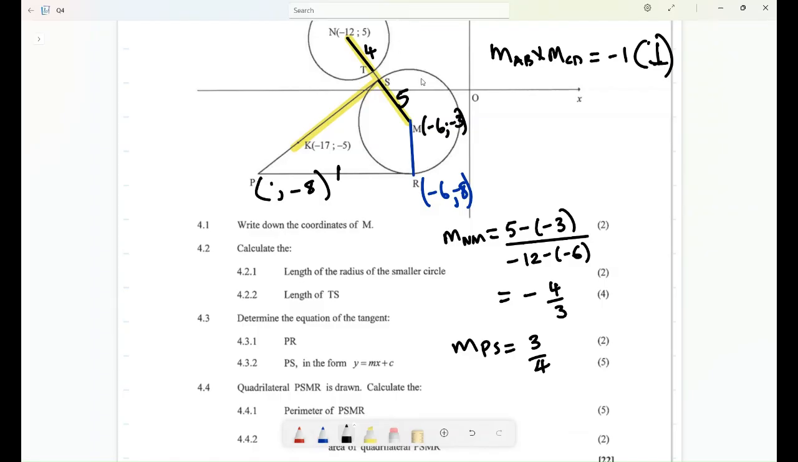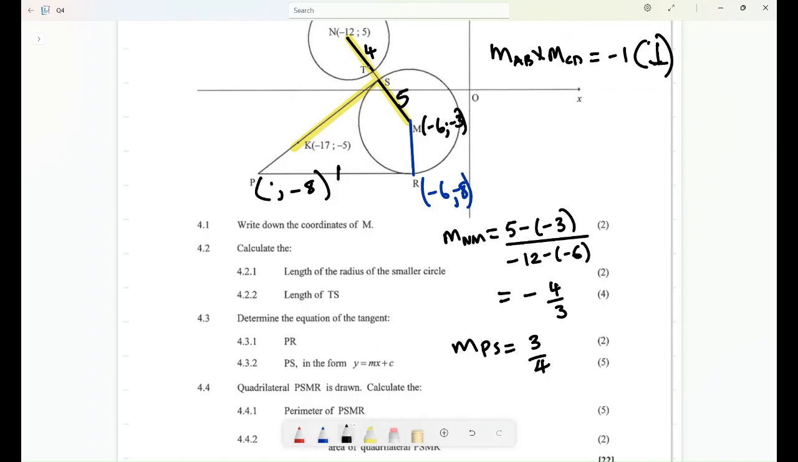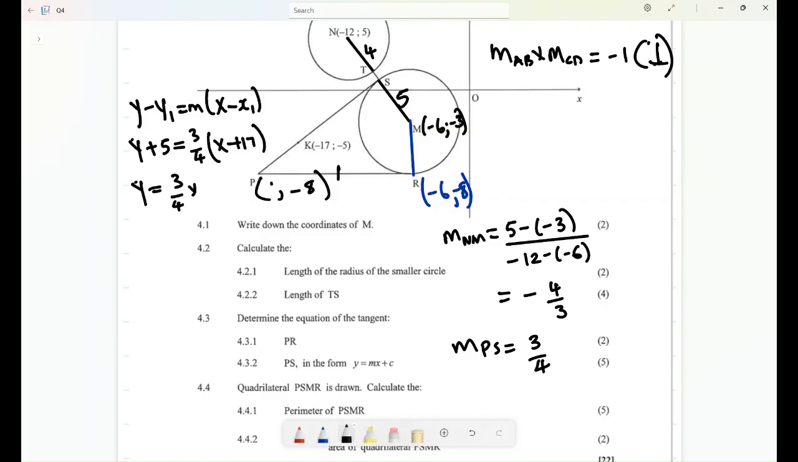Now that I have the gradient of PS, which is my tangent there, what can I use that gradient for? I can say now, okay, I have a point, okay? So if I have a point, I can say y minus y1 is equal to m into x minus x1. Y minus, what is y1? I take this point, it is negative 5, so I'll say plus 5, negative, negative, right? Gradient 3 divided by 4. What is my x? I just put it as it is, negative 17, which is plus 17 thereof. Do you follow me? Yes. So it's going to be y equals 3 divided by 4 x.